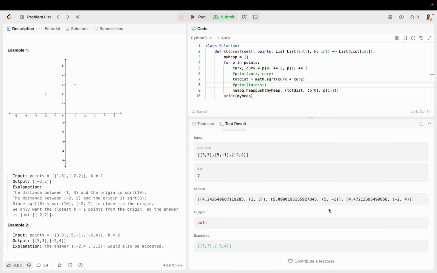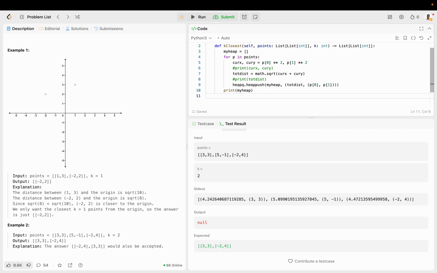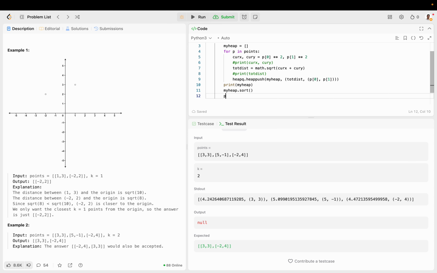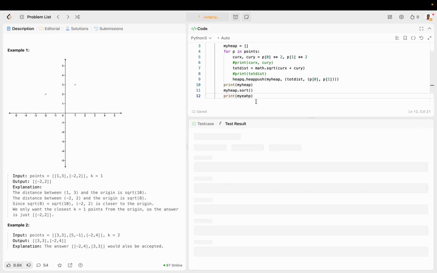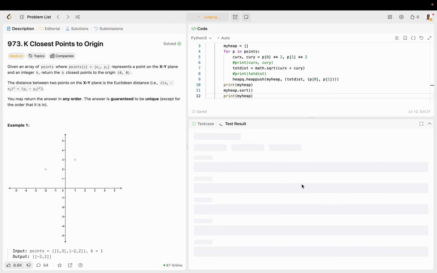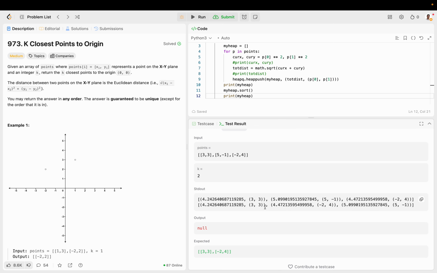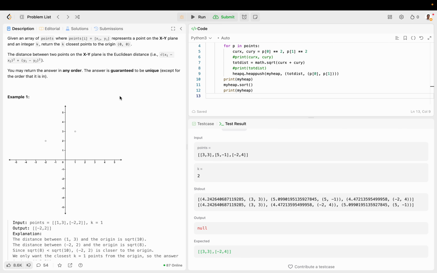Okay, in this case, this is not really working correctly. We want to sort by this. So why don't we just say my heap.sort, print my heap. Now we get, okay, that's more of what we want. And now we can just return. Instead of popping k times from the heap, why don't we just get the first k coordinates and then put them in a list.